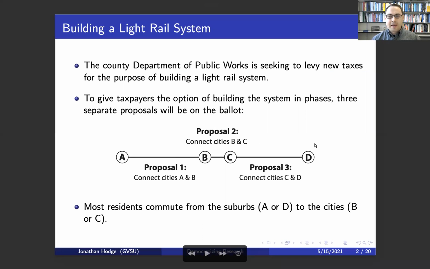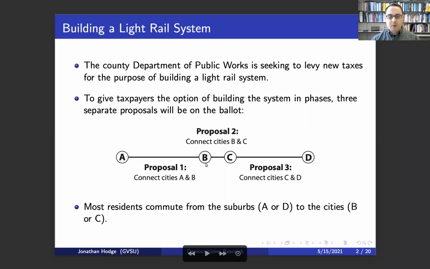So I'd like to start by looking at an example of the problem that first got me interested in voting theory research when I was an undergraduate. For this example, assume we have a geographic region where there's two central cities. So think Minneapolis, St. Paul, Dallas, Fort Worth, something of that sort. Assume that these cities have pretty good transportation infrastructure between them, whether that's bus systems or subway or whatever it is. But what's lacking is transportation from the suburbs, noted here with A and D, into the central cities.